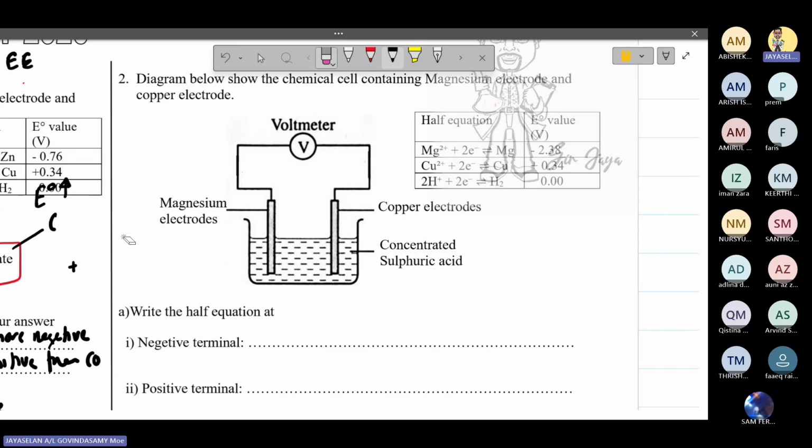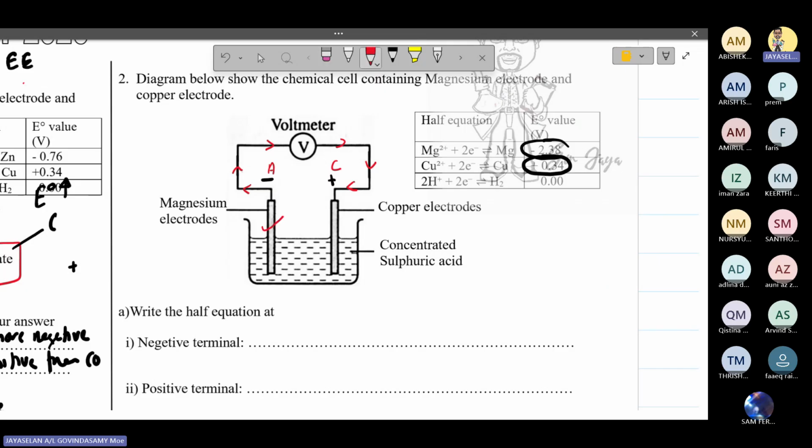Okay, now we do together. When you understand the concept, you can do. Here they give you magnesium. What is the E naught value of magnesium? Negative 2.38. So ini adalah negative. Here they use copper. The E naught value of copper is positive, 0.34. So once you already put this, anode will be your magnesium. Cathode will be your copper. So you tick the flow of electron. Dia tanya ke tak tanya, tick je. Okay, and you understand the concept first.